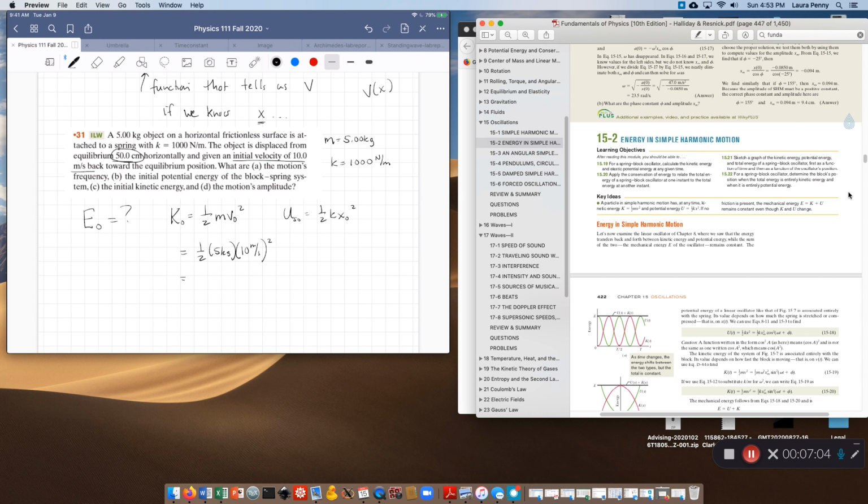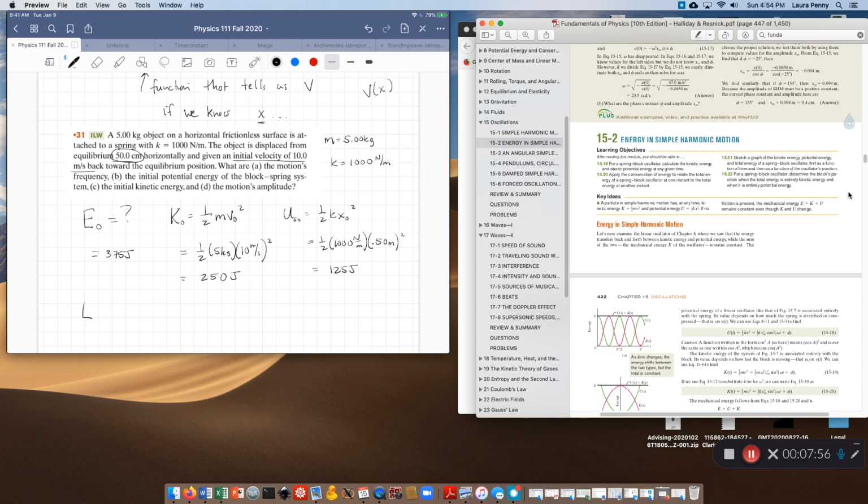And so I end up with 0.5 times 100 times 5, which is 250 joules. And then here I have 1/2, the K is 1,000. And then the initial displacement is 50 centimeters. So 0.5 times 1,000 times 0.5 squared is 125 joules. And so my total initial mechanical energy is the combination of these, which is 375 joules. That's the maximum amount of energy that I have.